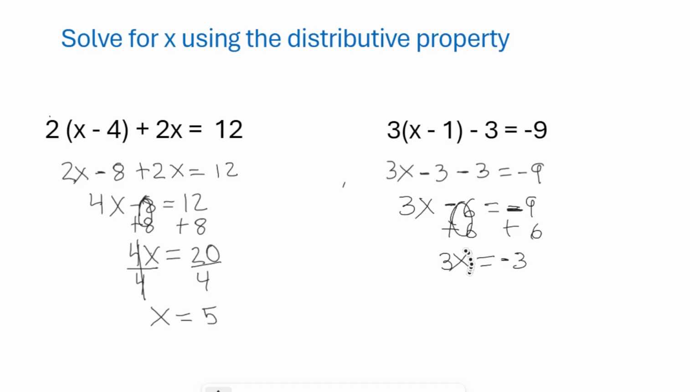The number 3 is multiplying x. To get rid of it, you do the opposite, right? Dividing by 3, dividing by 3. 3 divided by 3, you get 1. 1 times x, you get x equals, on the other side, negative divided by a positive. The answer should be -1. And that's how we get the answer.